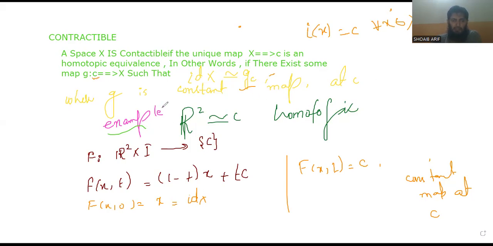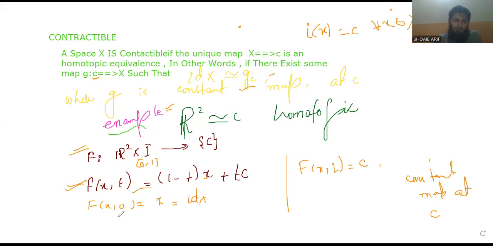Okay, so let's take an example. R2 is homotopy equivalent to a point C. So let's define a continuous map from R2 cross I, where I is the closed unit interval from 0 to 1, to R2, such that, how can we define? This is the equation to define the map: f of (x, t) is equal to (1 minus t) times x plus t times c. This is the straight line homotopy.